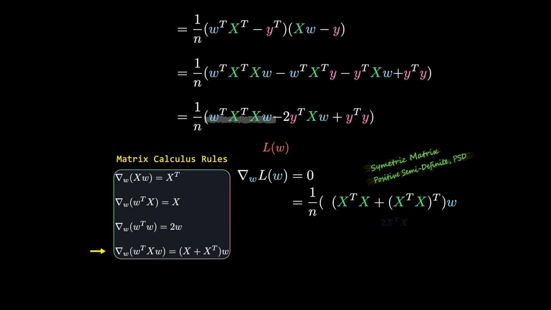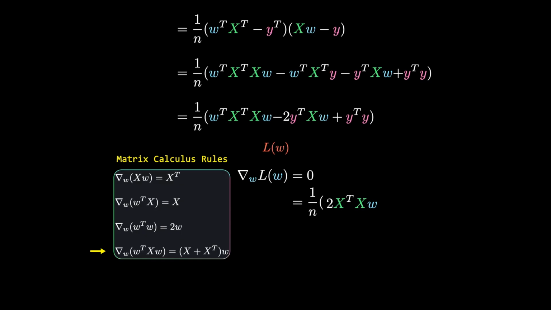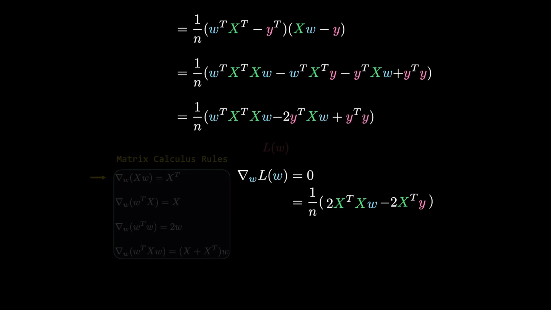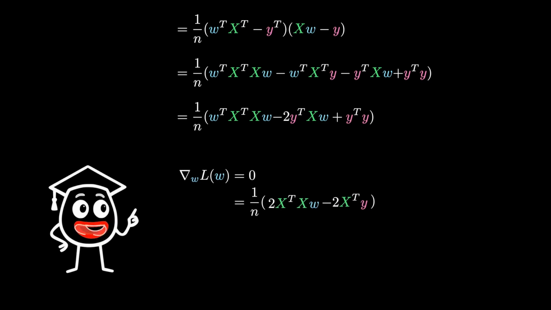Since X transpose X is symmetric, we can simplify the two matrices as identical. Now for the second term. According to the first rule, it becomes minus 2x transpose y. The last term doesn't contain w, so its derivative is 0 and it disappears. Now, this entire derivative should equal 0. We can remove the factor of n on both sides.